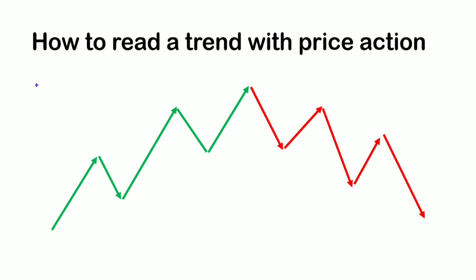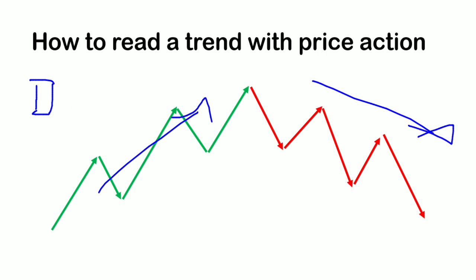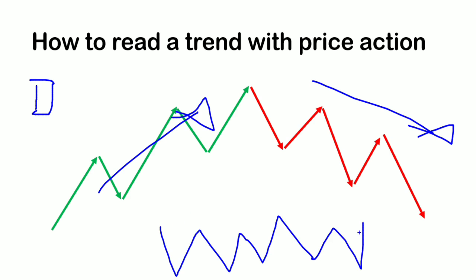Right, so we have first the downtrend, which is here. We have the uptrend, which is here, and we also have something which is called the sideways or the ranging market. So the ranging market is just moving sideways. Right, you don't have higher lows, you don't have higher highs, you just have the market moving sideways. This is called a ranging market.